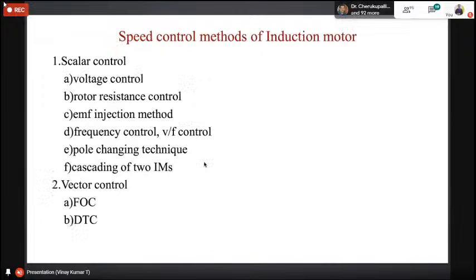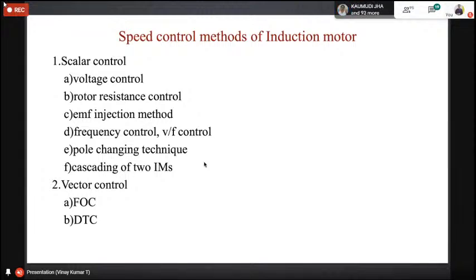So come to scalar control. These are the classifications of scalar control: voltage control, rotor resistance control method, EMF injected method, frequency control method, pole changing method, and cascading of two induction machines. These topics are there in the undergraduate program, here at BTech level. These are all speed control techniques. By using scalar control also we can control the speed, but the problem is the transient response is very poor and the acceleration time is more. Why? Because by using these methods we cannot control the position, we can control only the voltage amplitude.